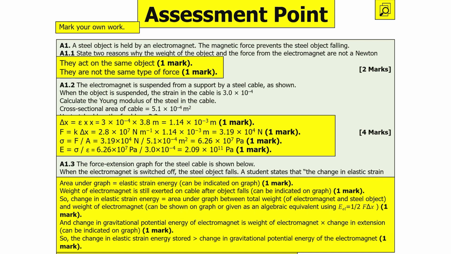Now the weight of the electromagnet is still going to be exerted on the cable after the object falls. So the change in the elastic strain energy will be equal to the area under the graph between the total weight and then the weight of the electromagnet. So any change in the gravitational potential energy of the electromagnet will be the weight of the electromagnet times by the change in the extension. So therefore, the change in the elastic strain energy stored will always be greater than the change in the gravitational potential energy of the electromagnet.